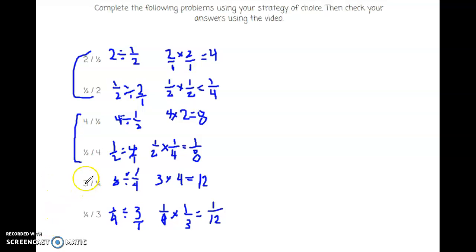Hopefully you can see now how these relate to one another and why you're getting different answers. Your work today is in your Bridges books, Bridges 267, 268, and 272.